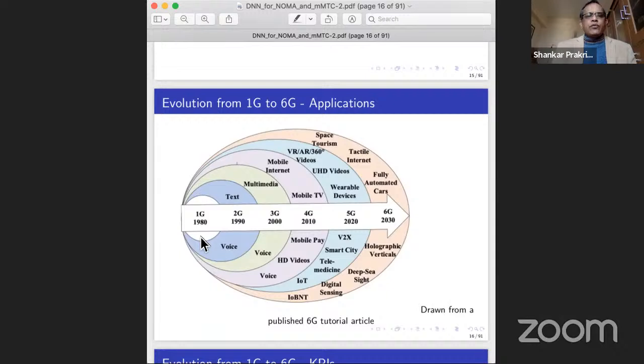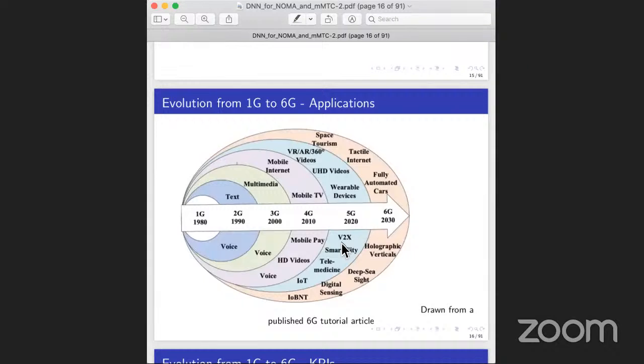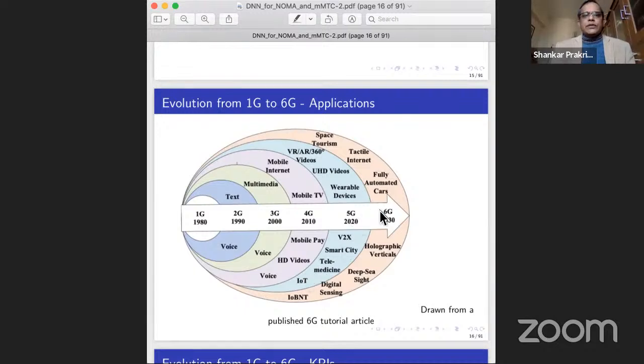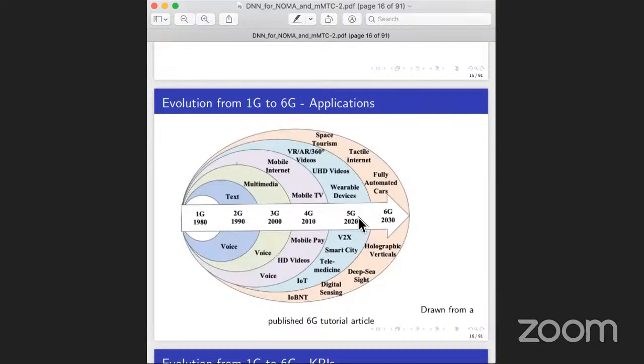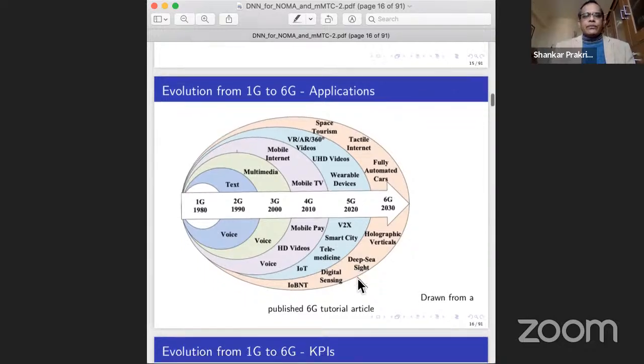It shows the evolution from 1G to 6G. As you can see, basically from voice. In 2G, you move to text and voice. In 3G, you move to multimedia and voice, and so on. So in 4G, I think we're all broadly familiar, right? The type of things that are possible with 4G. And in 5G, of course, we have wearable devices, smart cities because of IoT and the ability to have grant-free access and so on. Yeah, and telemedicine. And 6G, they're contemplating something fundamentally different. They're talking about tactile internet, fully automated cars, holographic verticals, and so on, as you can see.